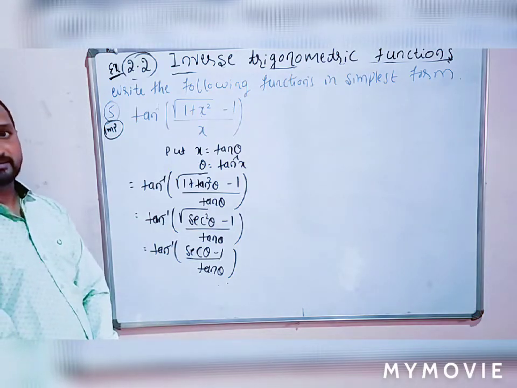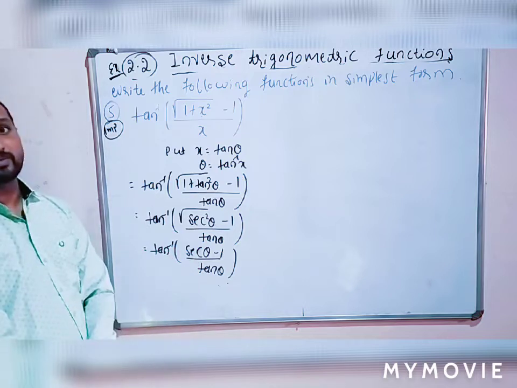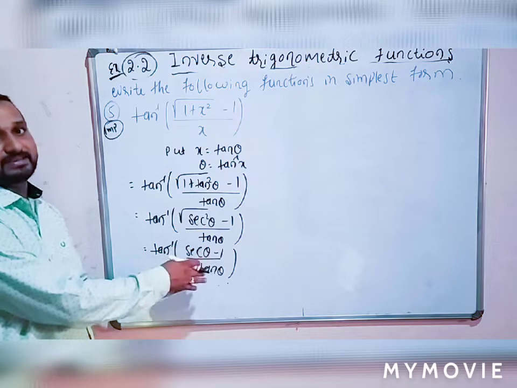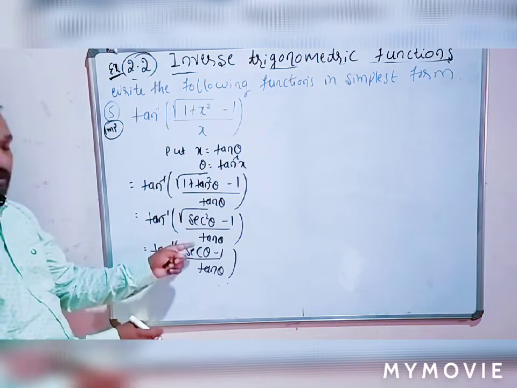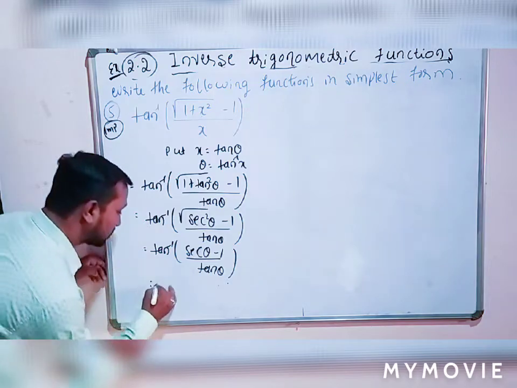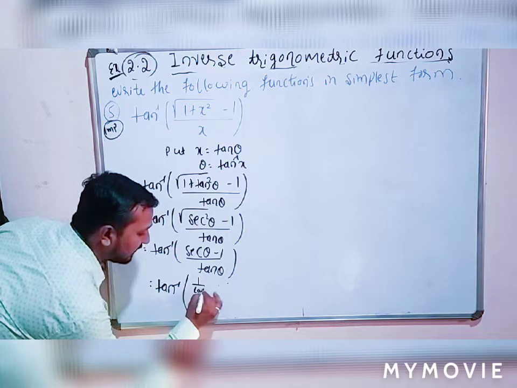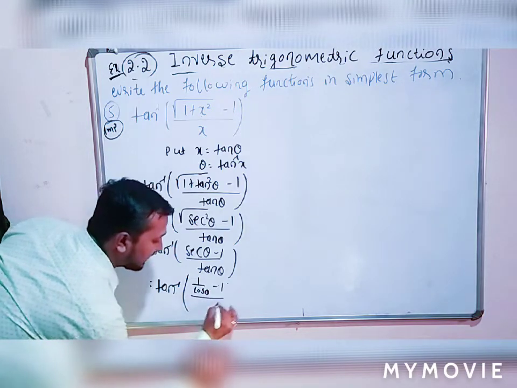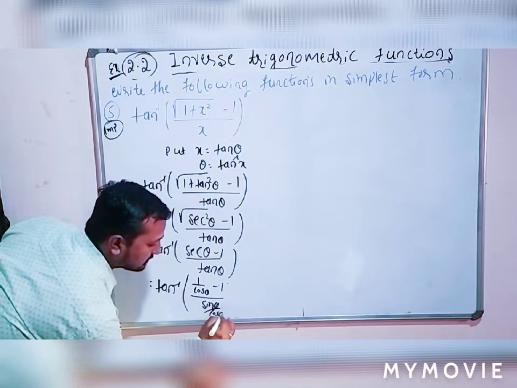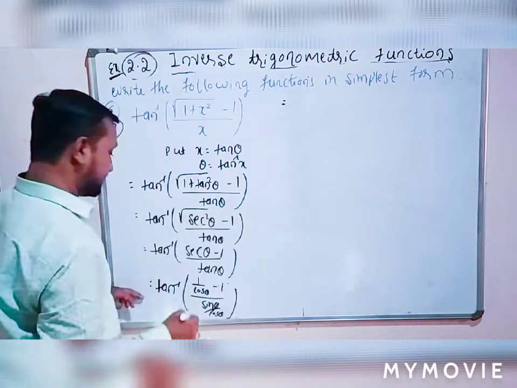Then what do we have to do? Sec theta minus 1 has no formula, and tan theta also has no formula. Then we simplify by using trigonometric identities. Sec theta is 1 by cos theta, and tan theta is sin theta by cos theta. So that is tan inverse of 1 divided by cos theta minus 1, divided by sin theta divided by cos theta. Okay.